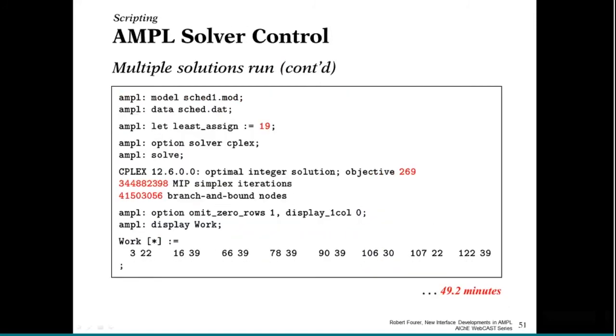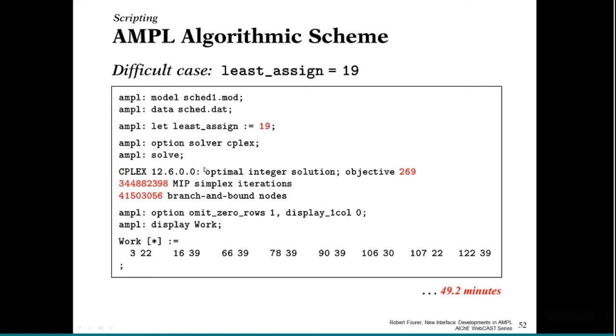And here's one more. This shows how you can do algorithmic things. If I take the same problem and I say that each schedule has to be worked by at least 19 people, if it's worked at all, it turns out it's a very hard problem. It takes like 41 million branch and bound nodes to solve this in almost 50 minutes of time.